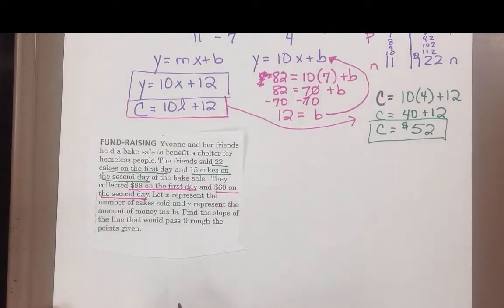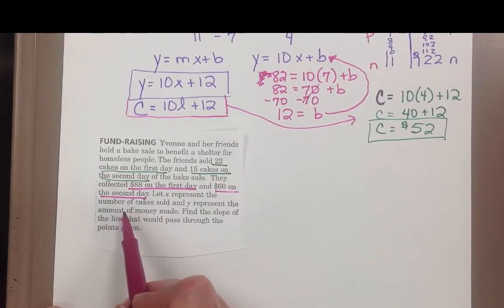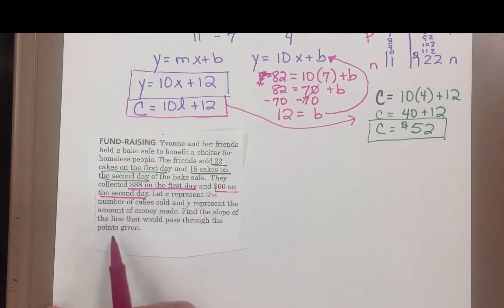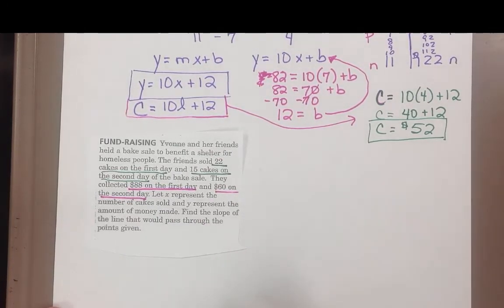Now they're telling us what we should do. Let x represent the number of cakes sold, y represent the amount of money made, and find the slope of the line that would pass through the points given. So we don't even have to find the whole equation. They just want us to find the slope. So this will be actually shorter than the previous problem.